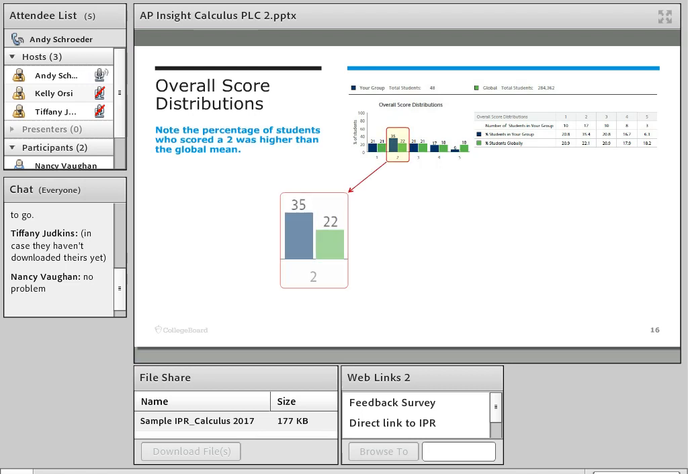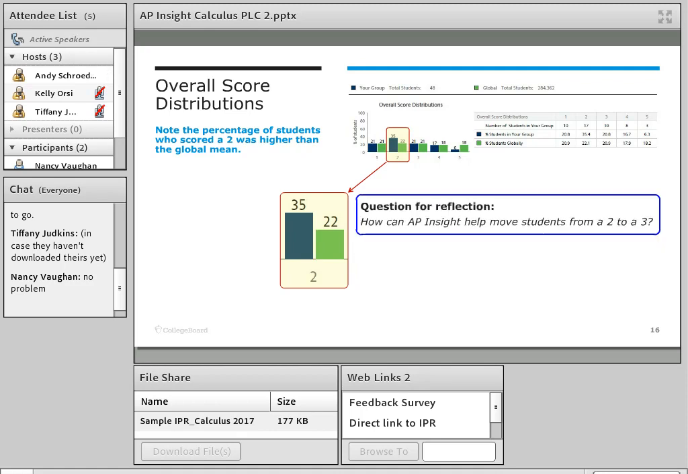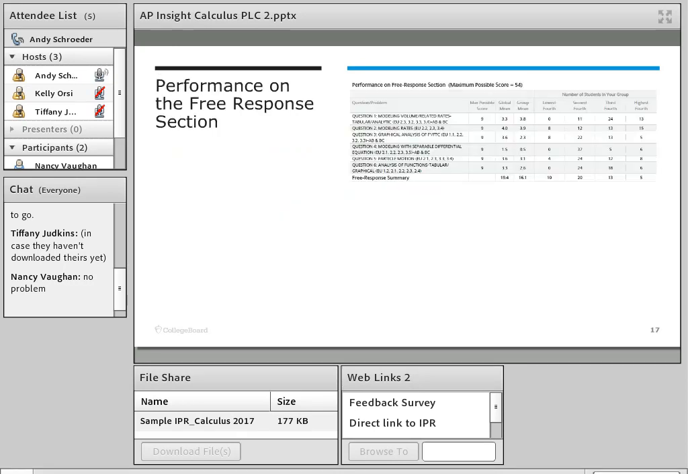A particular spot I noticed is that my percentage of students who scored a 2 was higher than the global mean. Obviously, the idea is to get those kids from the 2s to the 3s, and I'm well above what I should have been in the number of 2s. So the question then becomes: how does AP Insight help me move my students from the 2s to the 3s?